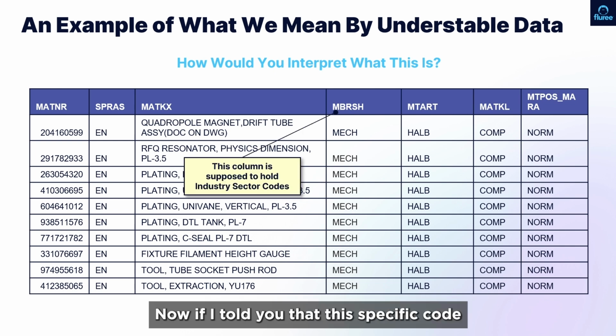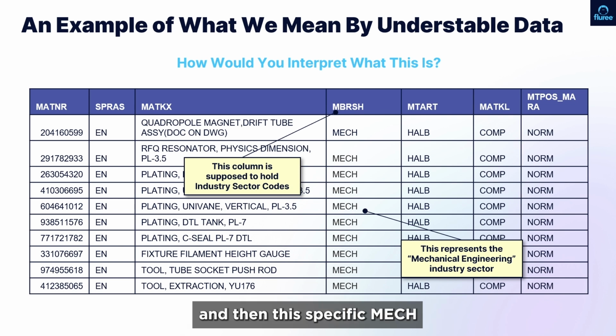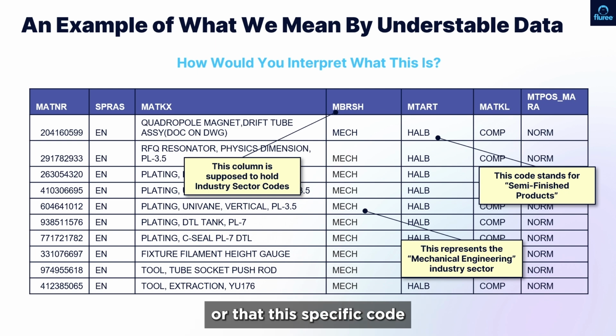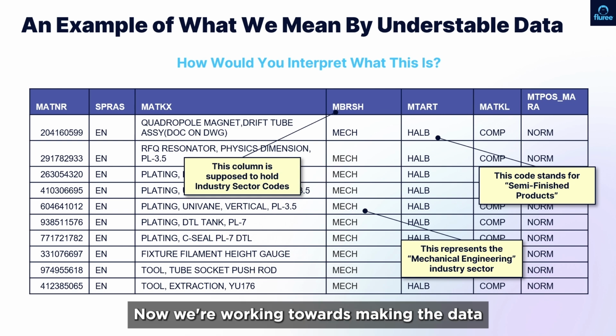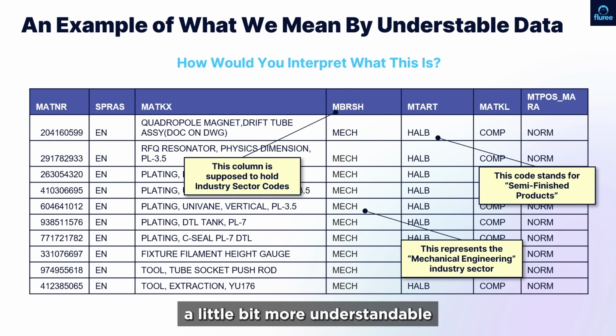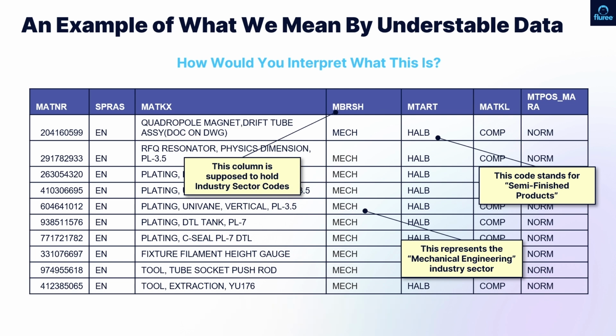Now, if I told you that this specific code is actually representing a column that contains industry sector codes, and then this specific MECH label is actually a tag or is basically a symbolic reference to something that represents an industry sector called mechanical engineering, or that this specific code, HILB, is a system code for semi-finished products, now we're working towards making the data a little bit more understandable outside of the context of the original application that created it. In essence, what we're doing is we are adding semantics to the data.